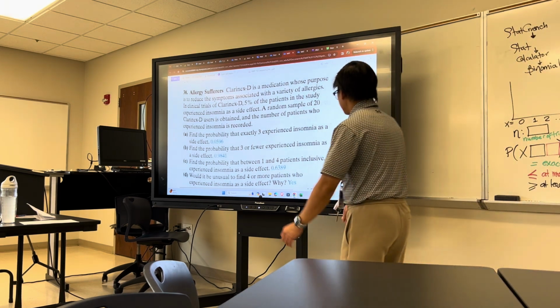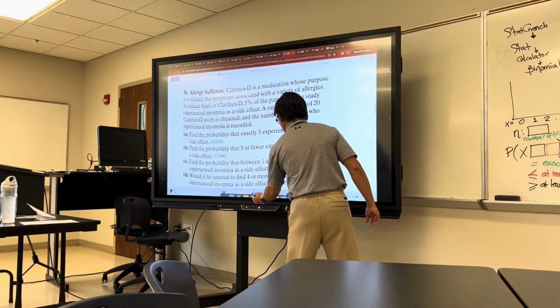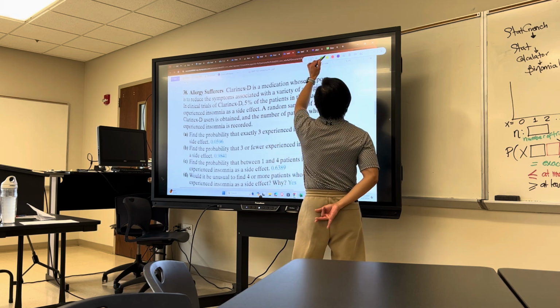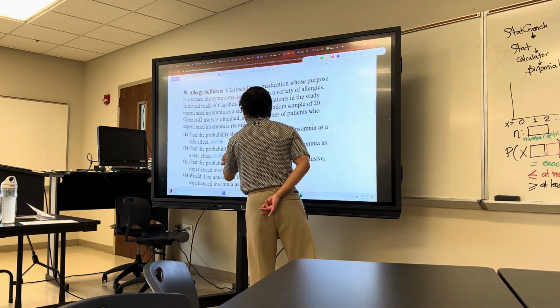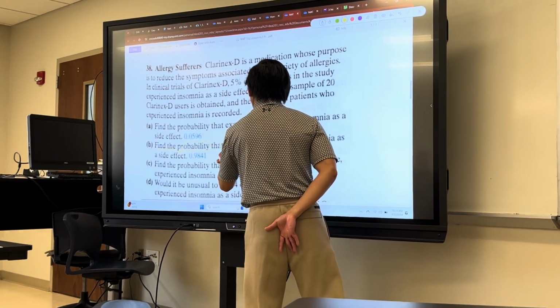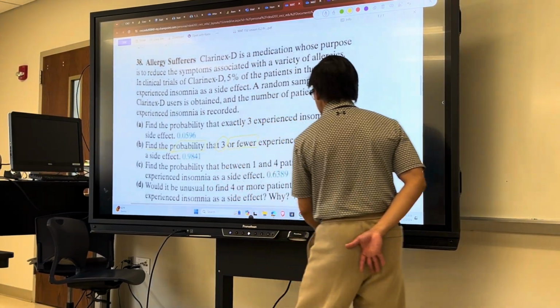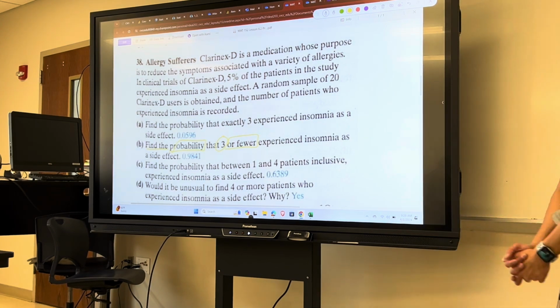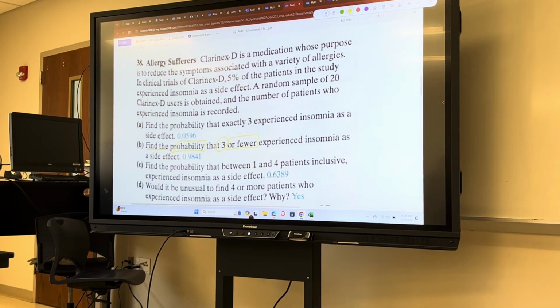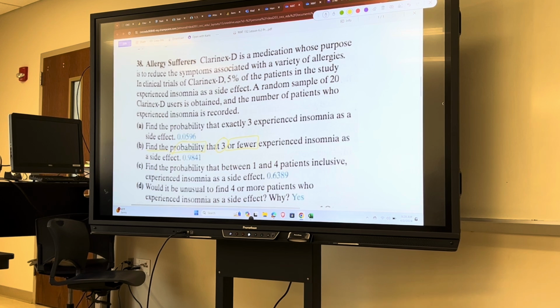Find the probability that 3 of the experienced insomnia has been satisfied. Thank you. Okay, so it says in here a probability that 3 or fewer experienced insomnia as a side effect. 3 or fewer. So when you say 3 or fewer, then that means 3 is the what? At most 3. Get it? Very good. That is correct, Mason, right? So when you say 3 or fewer, then that means 3 is the maximum, right? And so that will be less than or equal to 3, all right?